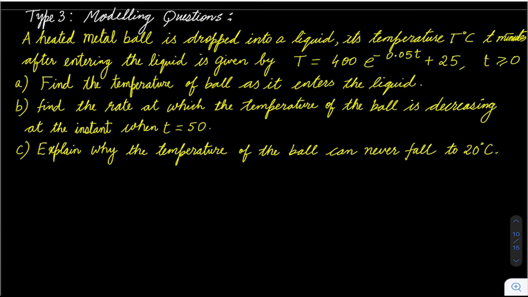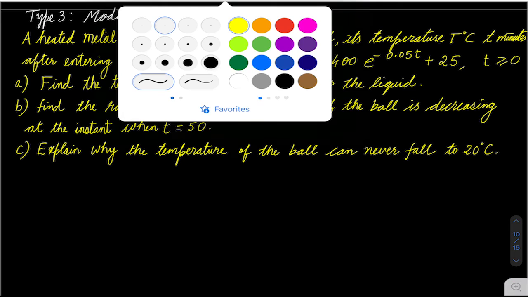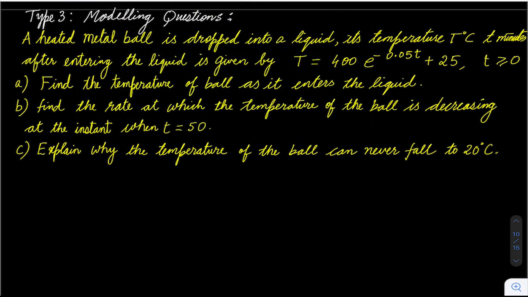One problem is there. A heated metal ball is dropped into a liquid and its temperature in degrees Celsius, T minutes after entering the liquid, is given by T is equal to 400 e power minus 0.05 t plus 25. Okay, so temperature of the metal ball after dropping into the liquid is given as a function of time in the exponential function like this.